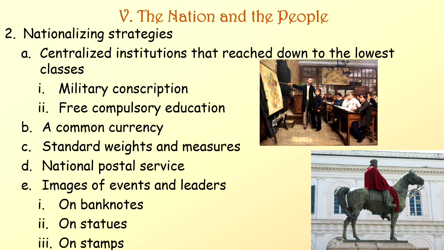Here's a list of nationalizing strategies. For example, you can have centralized institutions that reach down to the lowest classes, institutions such as military conscription and free compulsory education. You can have a common currency, standard weights and measures, a national post office, and of course, images of events and leaders. You can have those on banknotes and statues and stamps, things that people see and handle every day.